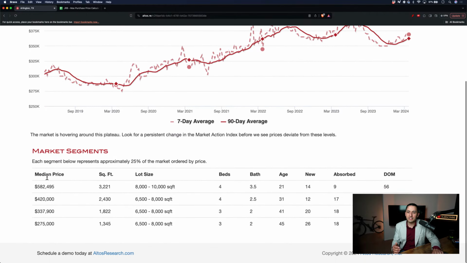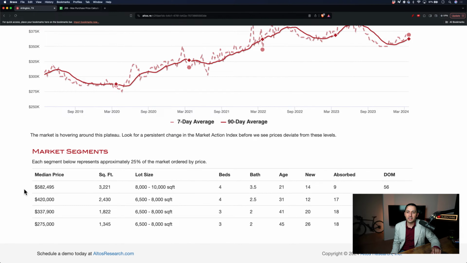But really the reason that we use this tool to begin with is because of the market segments that it provides. It gives us an understanding of what different price points to expect depending on the type of property that you're purchasing. As an example, if you're trying to purchase a property that has on average 4 beds and a little bit over 2 baths, well, in Arlington, you're going to need to come to the table with roughly $420,000. And that's going to be about a 2,400 square foot property.